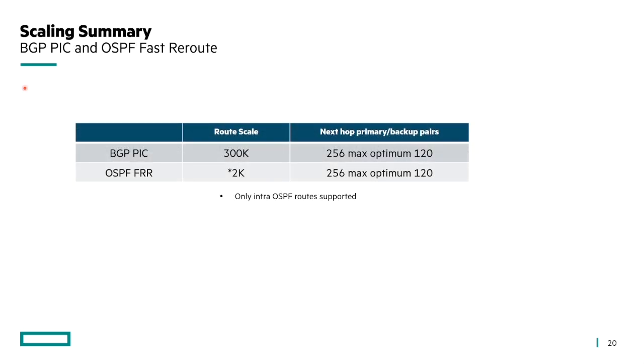So this is the scaling summary for BGP PIC and OSPF fast reroute. The maximum scale that we've tested with BGP PIC is 300k route scale with a 256 maximum primary and backup pairs. The optimum is 120. And with OSPF FRR we've got a route scale of 2000 routes with a maximum 256 primary and backup pairs with an optimum of 120. And just that reminder, only intra-area OSPF routes are supported with this feature for OSPF.